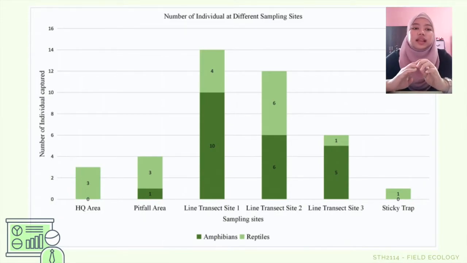This makes land transect site 1 the highest individual capture among the 6 different sampling sites, while the sticky trap has the least number of individuals captured among the 6 different sampling sites.